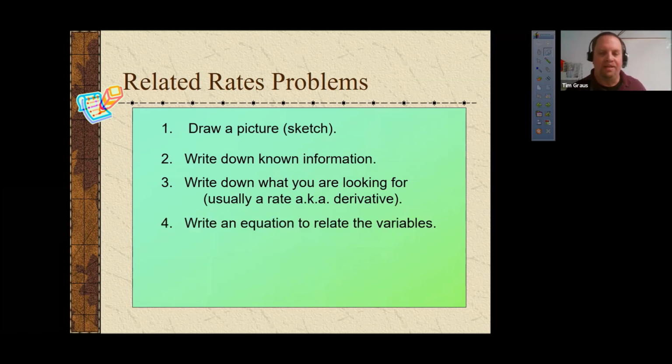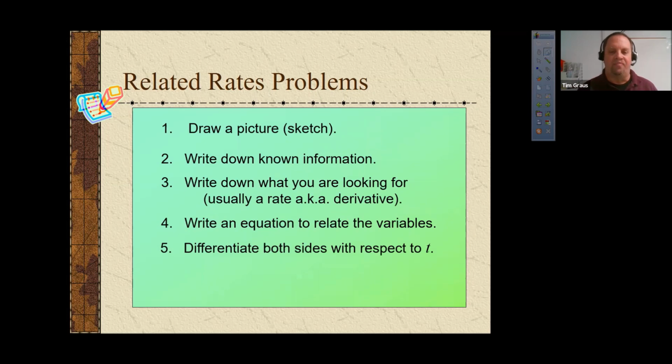Step four is to write an equation that relates the variables. That equation is not going to have any derivatives in it. It's just going to be an equation, for instance, relating volume and radius and height. Don't expect to see any of those derivatives in that original equation. Step five is to differentiate both sides with respect to t. Here's where those derivatives are going to be introduced: dV/dt, dr/dt, dh/dt, d theta/dt.